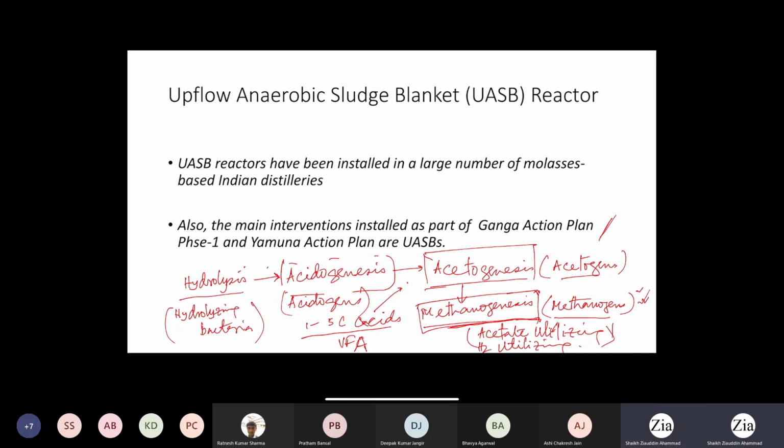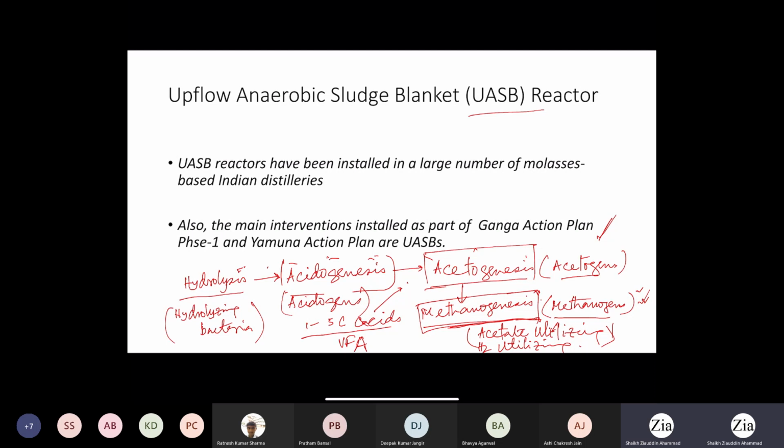So those reactors, wherever they were installed as part of the Ganga Action Plan and Jamuna Action Plan, didn't perform well. Ultimately, they failed. We mentioned that for running this kind of reactor, you need to use high strength wastewater, or at least the carbon content should be sufficient to sustain the biomass. So what will happen if you have very low carbon content? All these organisms will undergo starvation.